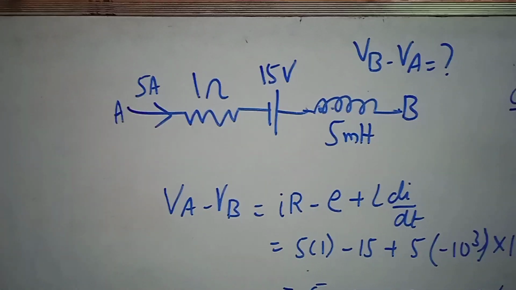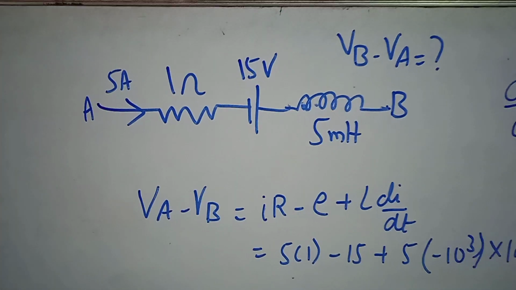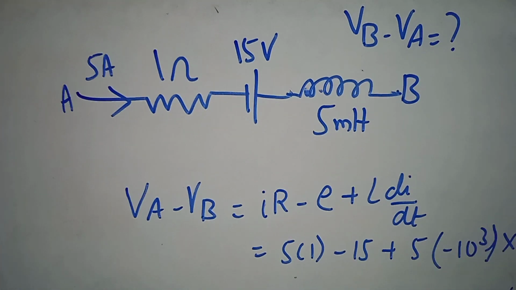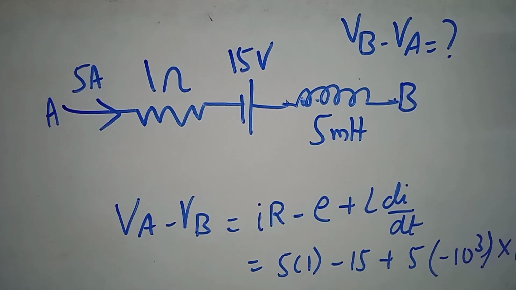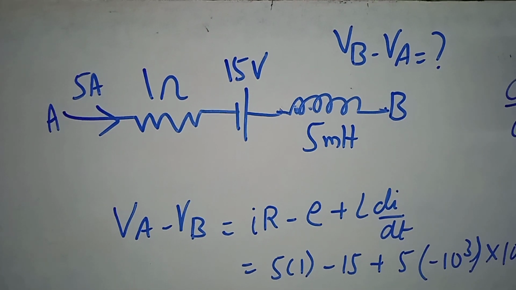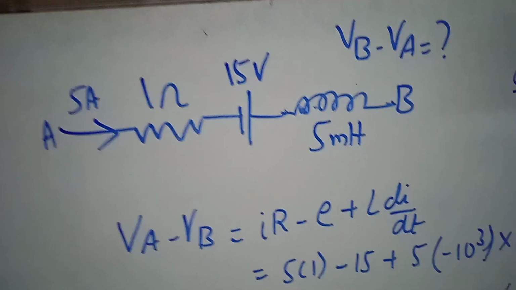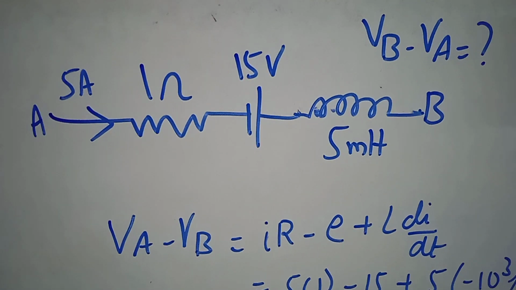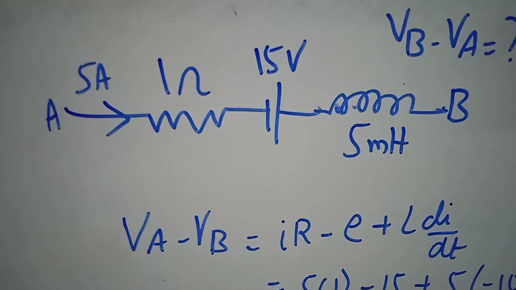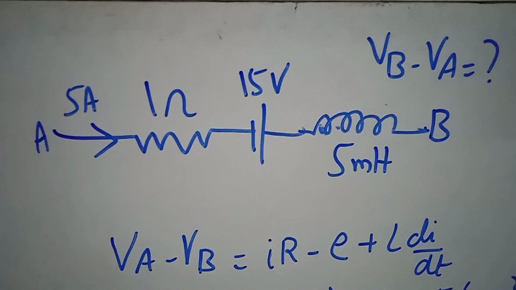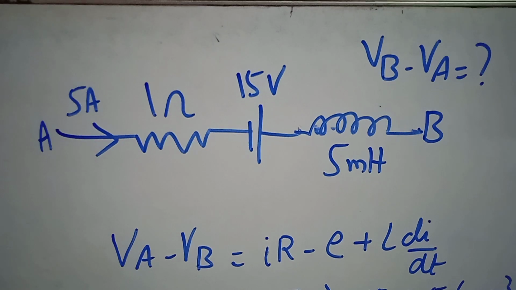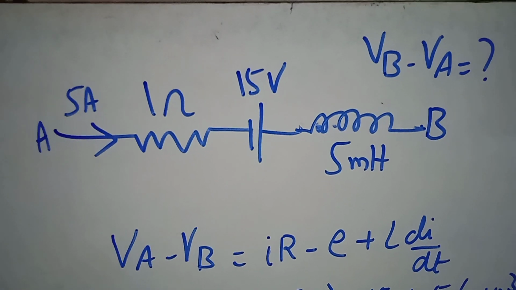Welcome, students. Today we will do some problems from AC, that is alternating current. Here is a circuit, as you can see. A 5 amp current is flowing through a resistor of 1 ohm, accompanied with a cell of 15 volt and an inductor of 5 millihenry. And the current is moving from A to B.